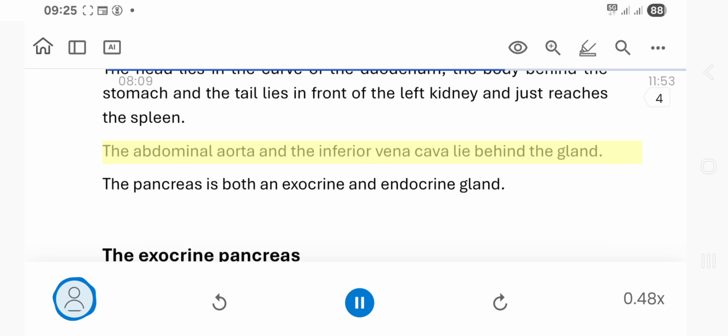The abdominal aorta and the inferior vena cava lie behind the gland.